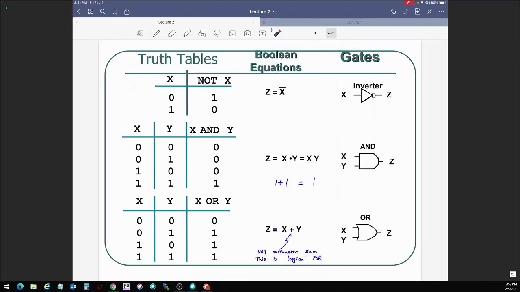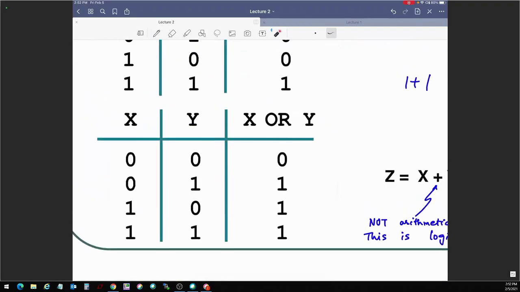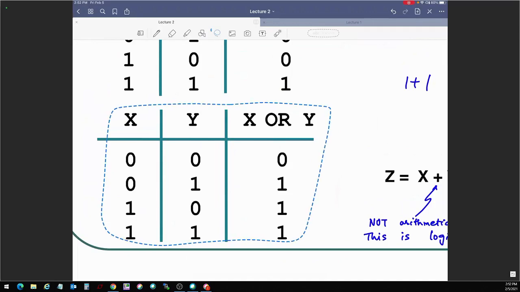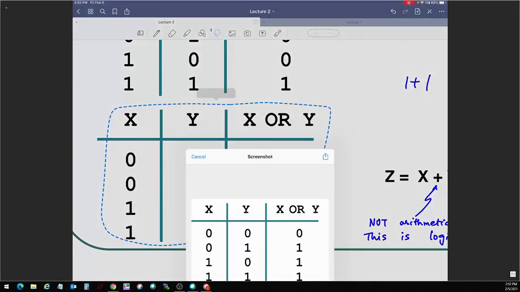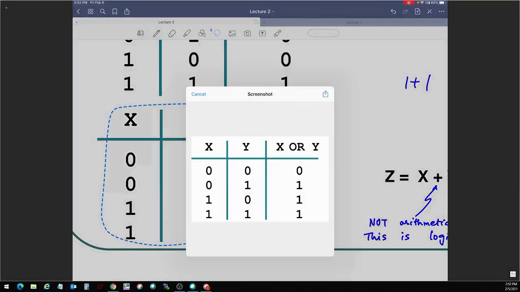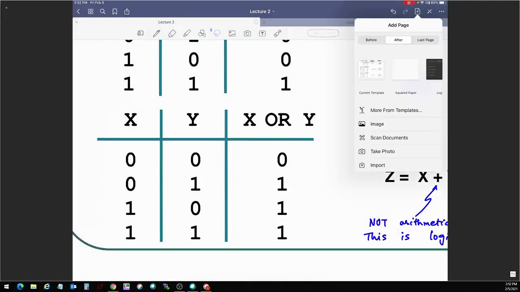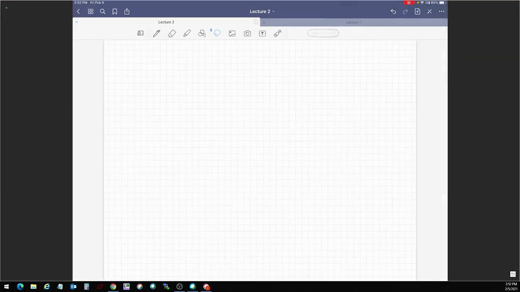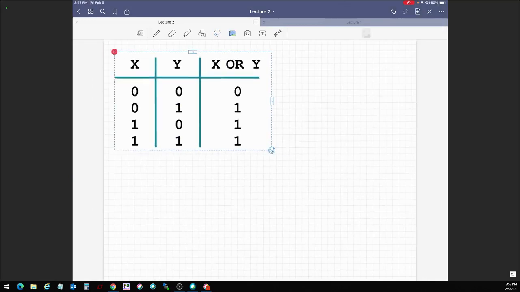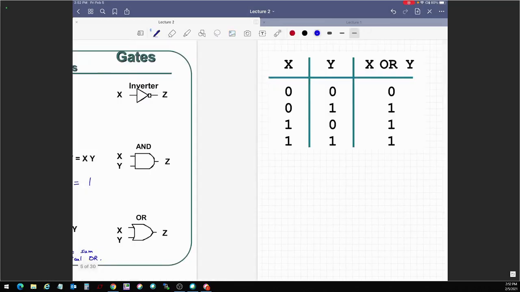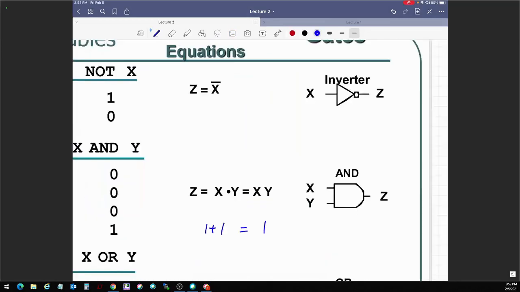Now, I want to talk a little bit more about this. So what I'll do is I will simply take a picture of this and paste it on a next page, because I want to go through some discussion about this, right? So this is the truth table for the OR gate. By the way, I don't think I spent too much time on the symbols. All right, let's come back to this.